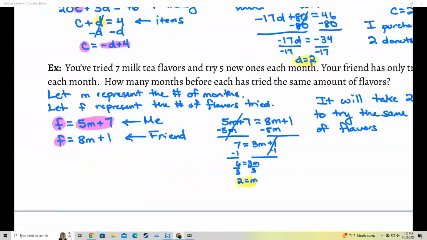And we can check this out, right? Like we can check our answer just to make sure that we're saying something that's true. If it's 2 months for me, then that would be 5 times 2 is 10. 10 plus 7, that means I would have tried 17 flavors. And if it's 2 months for my friend, that'd be 8 times 2, which is 16, plus 1, that's 17 flavors for my friend. So 17 flavors for me, 17 flavors for my friend. After 2 months, it looks like my math is working out.